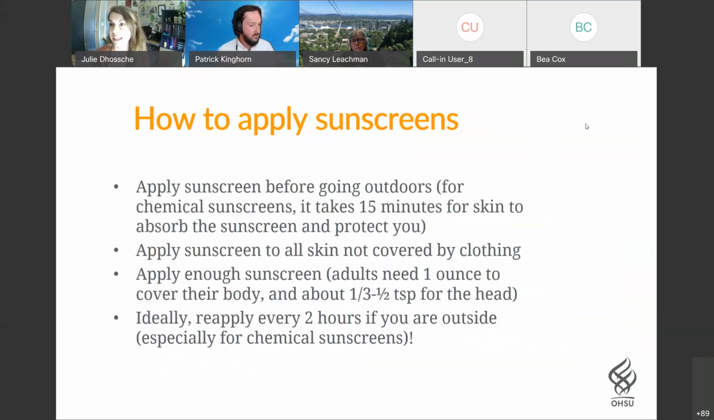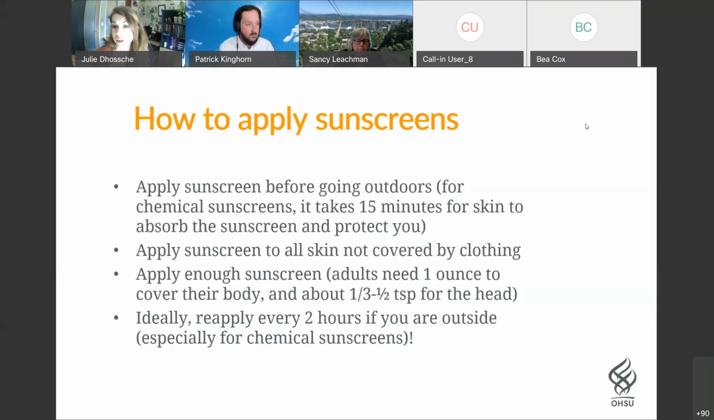Okay, how to apply sunscreen. This is important. If you found a sunscreen that you like, you want to get the most out of it. So apply sunscreen before you go outdoors. For chemical sunscreens, that should be 15 minutes before you go out to give them the chance to work, to do that absorption and protect you. Whereas a mineral blocker, you can put on and you're good to go.